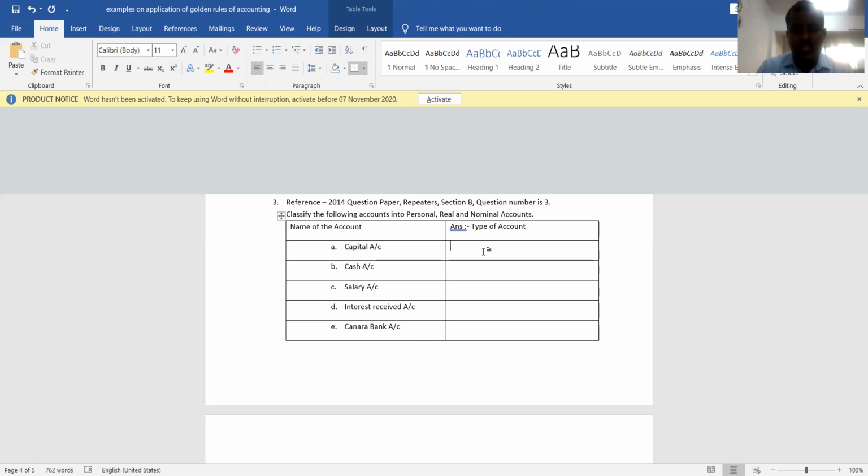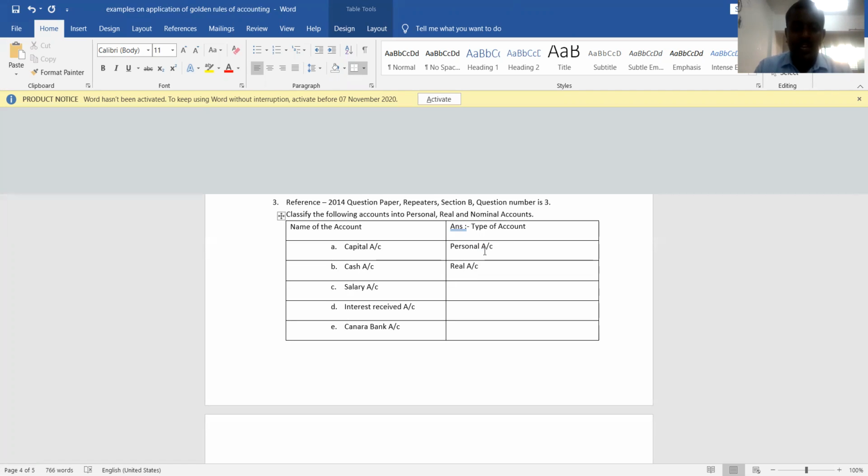Here the first one is capital account. As we all know, capital always represents the owner. Money invested by the owner into the business is known as capital. So which account is it? It is a personal account. Second one is cash. As we all know, cash is an asset. Many times we came across this account in the application of golden rules of accounting. So cash is a real account.